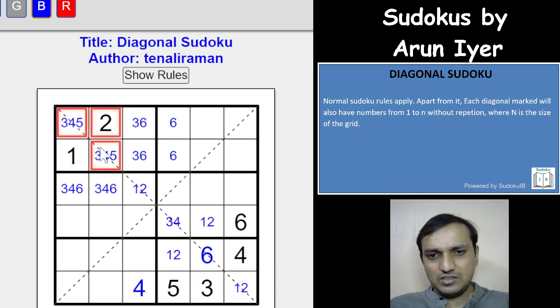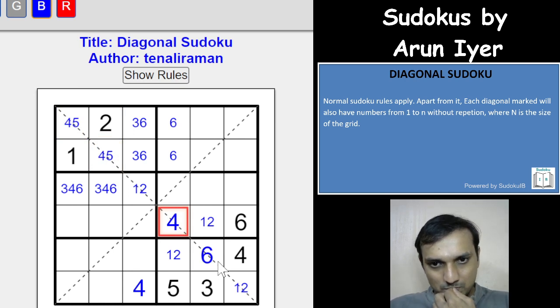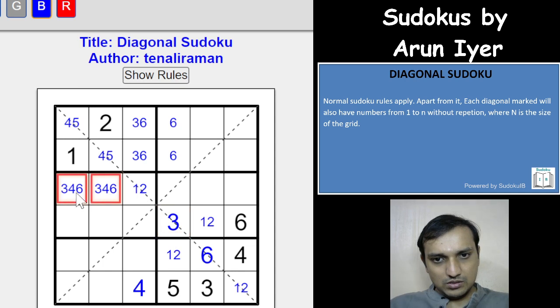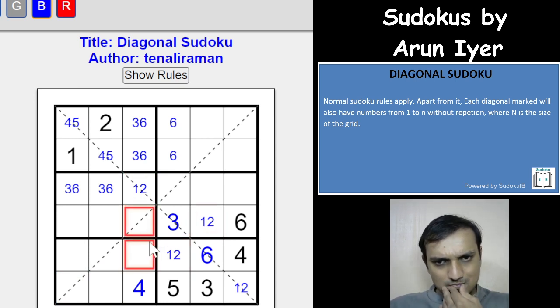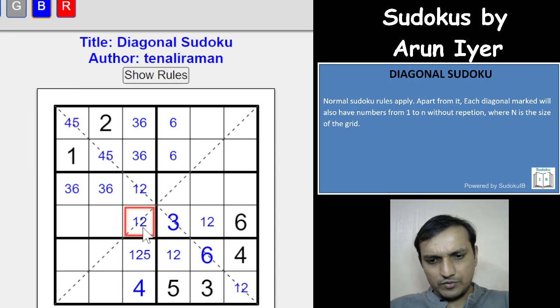4 gets eliminated from these cells. 3 gets eliminated from these cells. This is a 4 here. No, this is a 3 here. I am sorry. Which means this is 3 and 6. 6 would have to be in one of these two cells, and 1 and 2, right? So this cell and this cell and these cells are same. 3, 6, 4, 1, 2 and 5. So 1, 2, 5 and 1, 2 and 5.